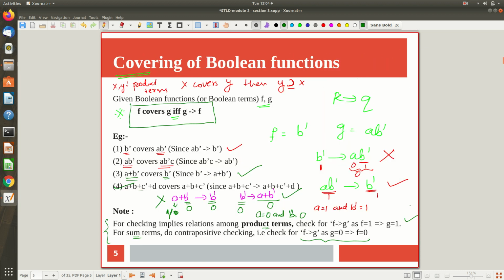Clear. Anyways, this covering concept is actually a smaller miscellaneous topic, but still in standard textbooks you will see it at K-map and all, especially in the subsequent discussion we are going to have. Okay, so that is somewhat a deeper concept, but still we will see.